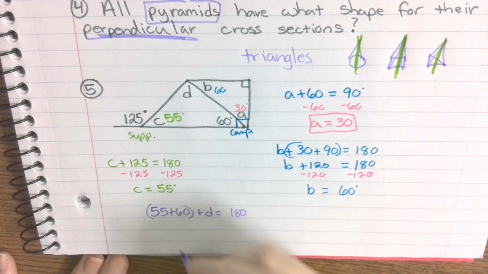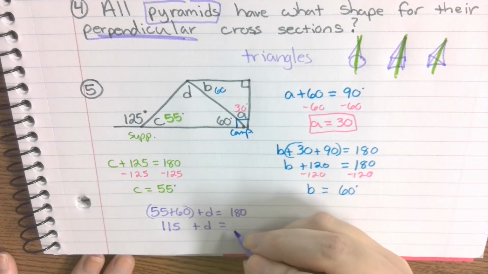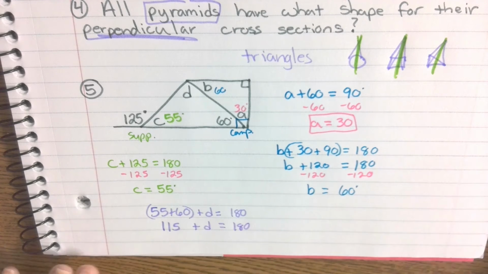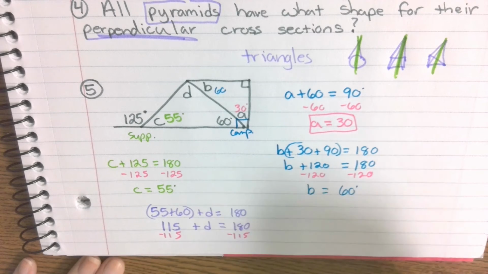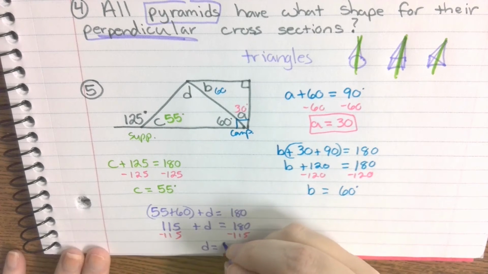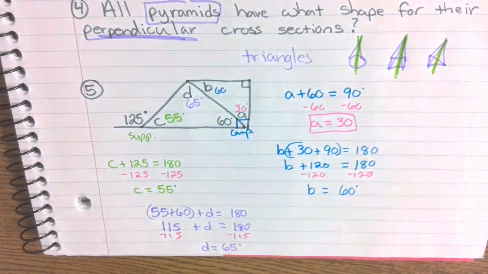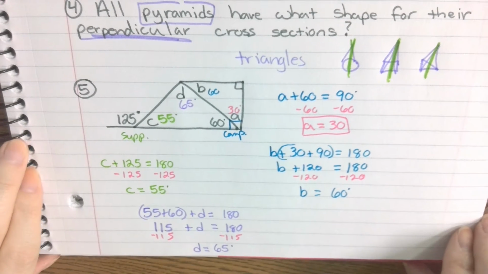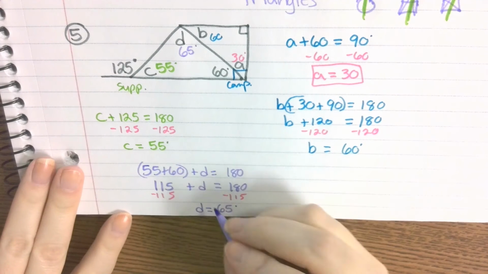So 55 plus the 60 plus D is equal to 180. 55 plus 60 is going to give me 115. So I get 115 plus D is equal to 180. I would then just subtract 115 from both sides, and I would get that D is equal to 65 degrees. Okay? Using all of our little information that we know, we can solve for every single one of these.